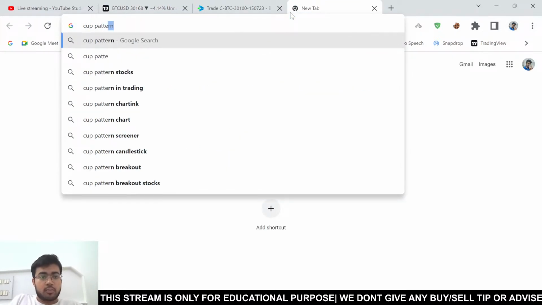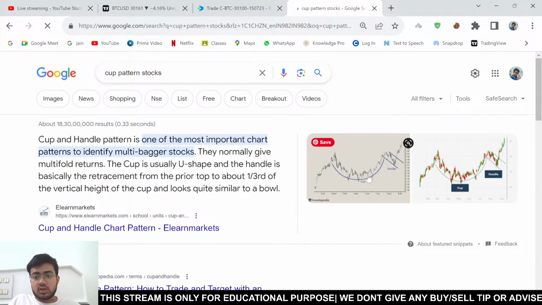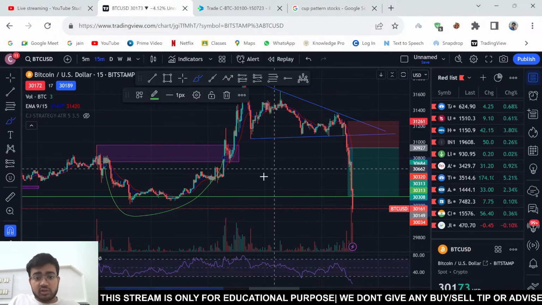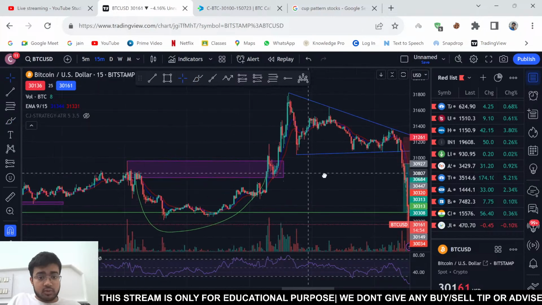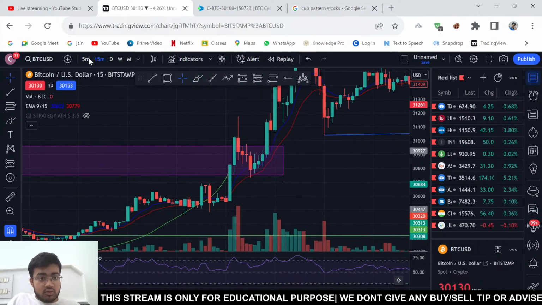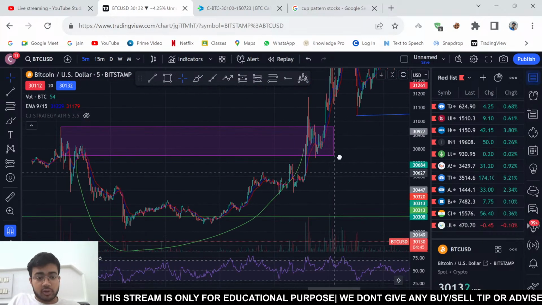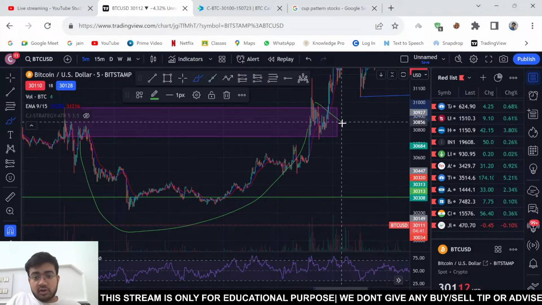Cup pattern stocks. See, this usually works well when there's a cup along with a handle, but I cannot see a handle right here. Oh wait, I can. Honestly, I just missed it. One second, I'm going to show you what the handle is. Firstly, we need to go on the 5 minute time frame to see them forming more clearly. See, cup, and this can be considered a handle.